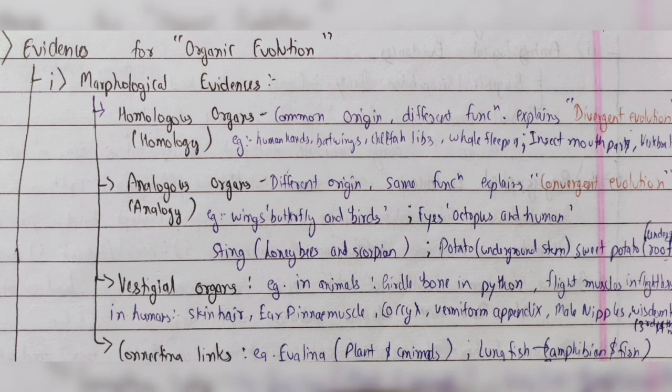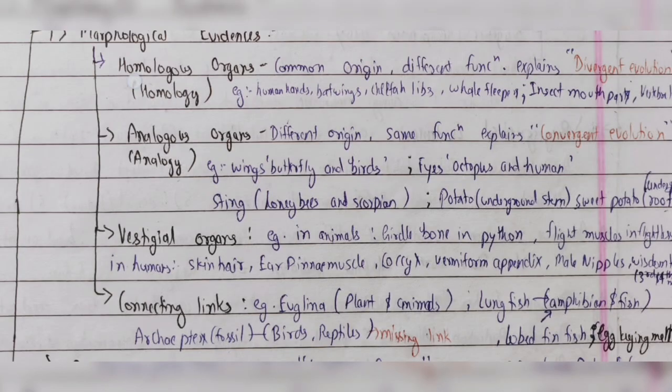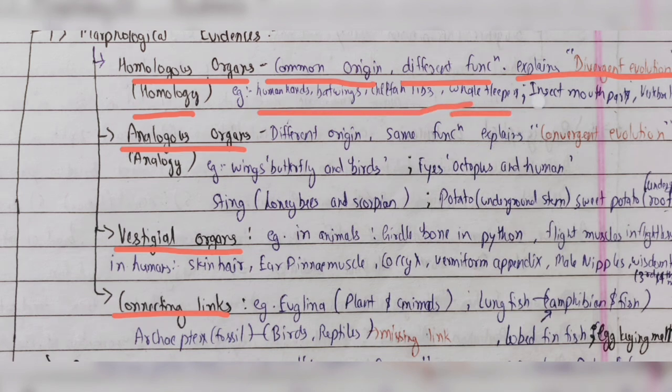Let's start with the first level, or morphological evidences, which are commonly divided into homologous organs, analogous organs, vestigial organs, and connecting links. The homologous organs explain common origin but different function, like it explains divergent evolution. It also signifies homology. Homology means common origin, different function. Like the human hands, bat wings, cheetah limbs, whale flippers, they are all the same structures but have developed different functions, like human hands for holding stuff, bat wings for flying, cheetah limb for fast running, and whale flippers for swimming.